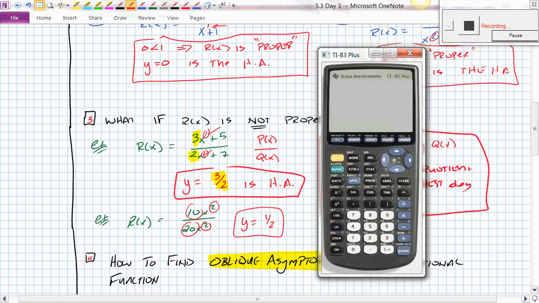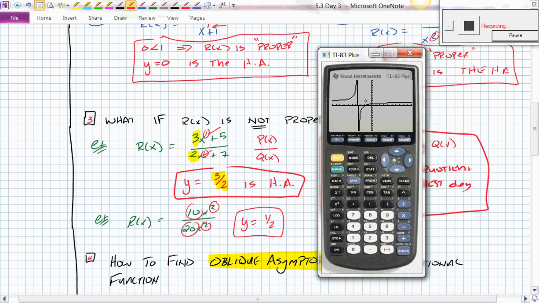I'll show you that with one of these here. So check this out. If I turn my calculator on, go to y equals, clear everything out. If I punch in y equals 3x plus 5, divided by the denominator of 2x plus 7, and hit graph, there's what I get. Notice that I have a horizontal asymptote that's been moved up. It's no longer the x-axis, y equals 0.